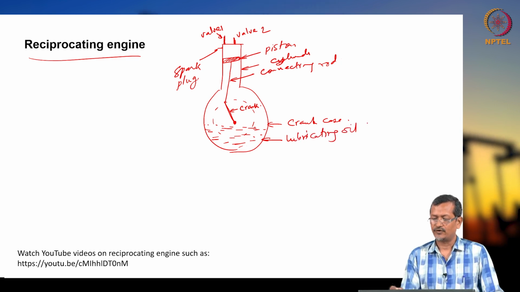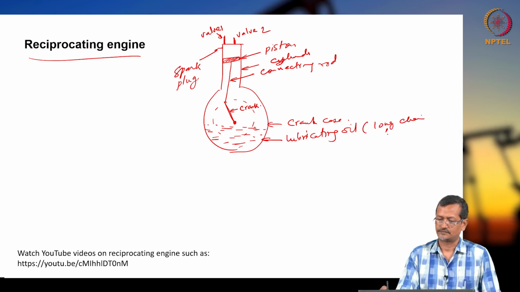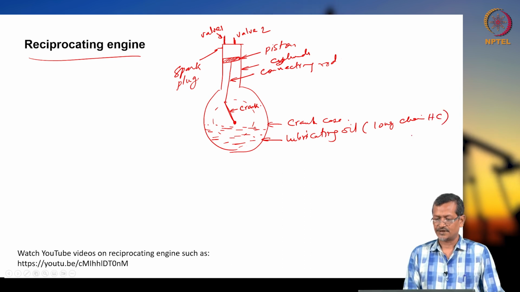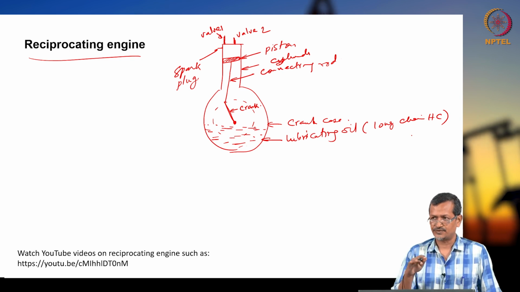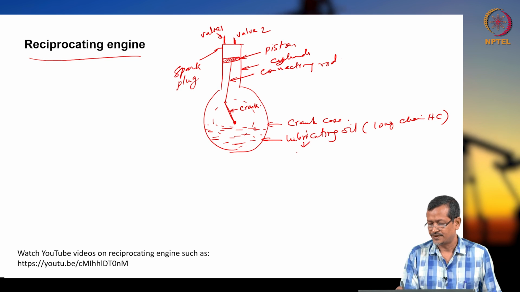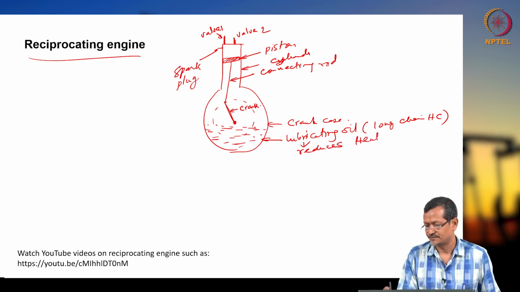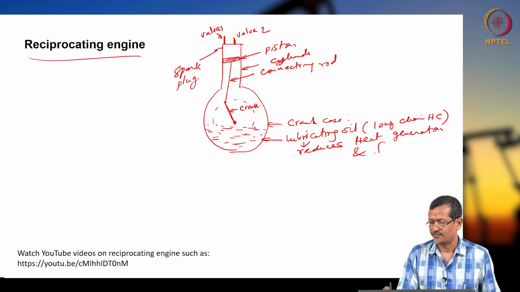Lubricating oil means long chain hydrocarbon. Long chain hydrocarbon, you already know, right? It will give smooth operation of the system. It reduces heat generation and friction.